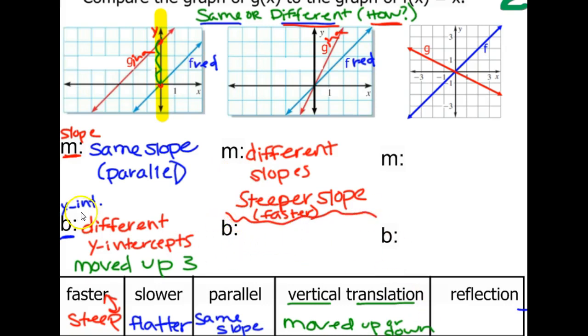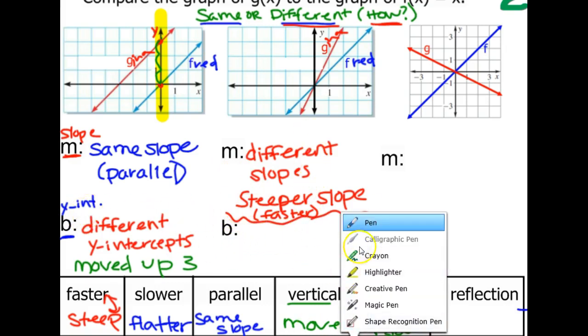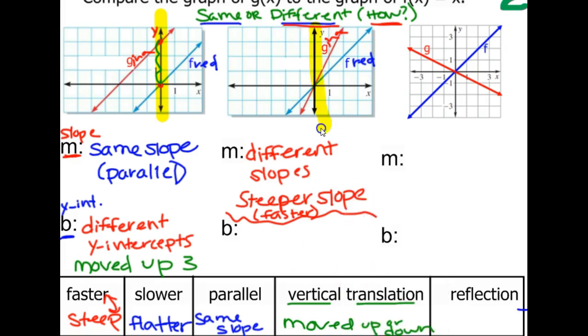Now B, our y-intercept. Do we cross the y-axis at the same point or at different points? Well, both of them cross at exactly the same spot right there, so we can just write same y-intercept.